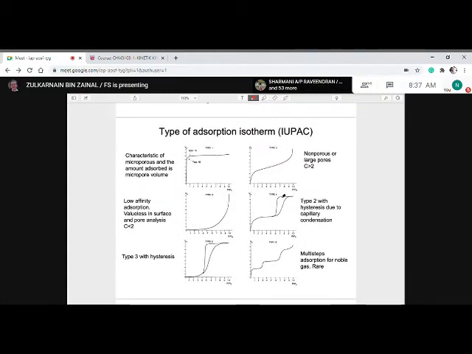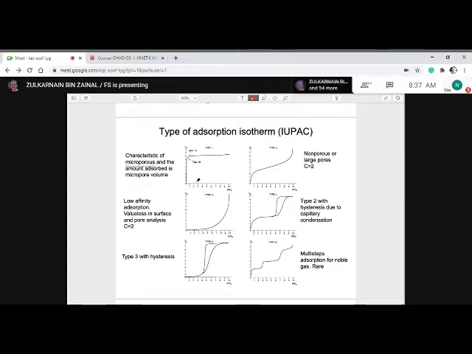Okay, types of isotherm that have been classified by IUPAC. There are 6 types of isotherm classified by IUPAC based on the different types of pores. The first one is for microporous material.